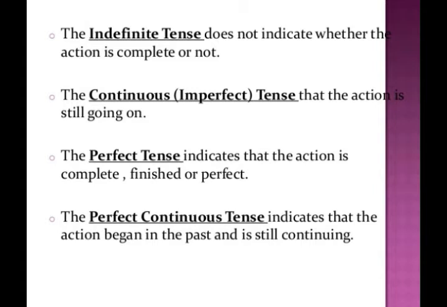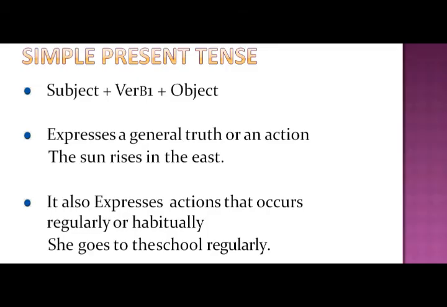And the fourth form of tense is the perfect continuous tense. The perfect continuous tense indicates that the action began in the past and is still continuing. Means कोई वर्क past में start हो चुका है and its working is still going on. Now we'll try to understand each and everything with formula along with its example.